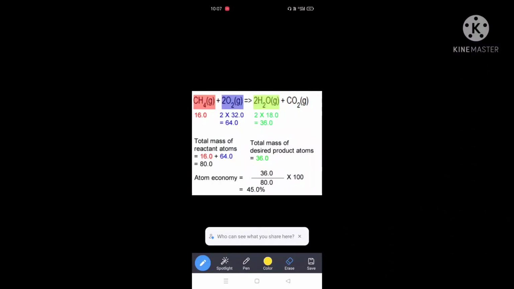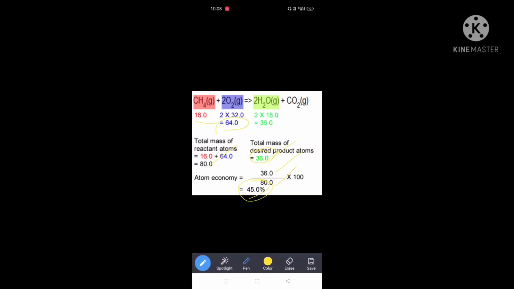So how much reactants are we using? What is the mass of reactants we are using? We are adding 16 grams of methane and 64 grams of oxygen, total 80. Finally we are getting the product. What is the mass of the product? 36 by 80. After dividing 36 by 80, finally we are getting 45%.